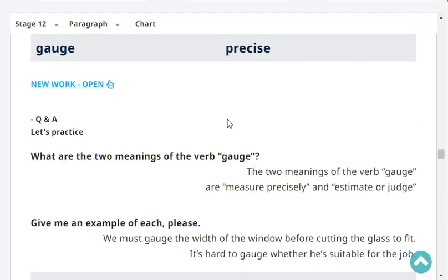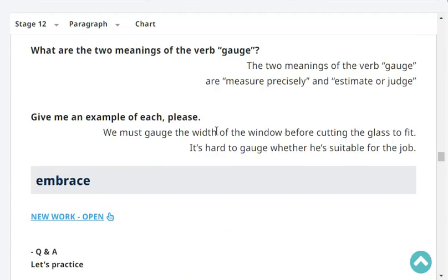What are the two meanings of the verb gauge? The two meanings of the verb gauge are measure precisely, and estimate or judge. Give me an example of each, please. We must gauge the width of the window before cutting the glass to fit. It's hard to gauge whether he's suitable for the job.